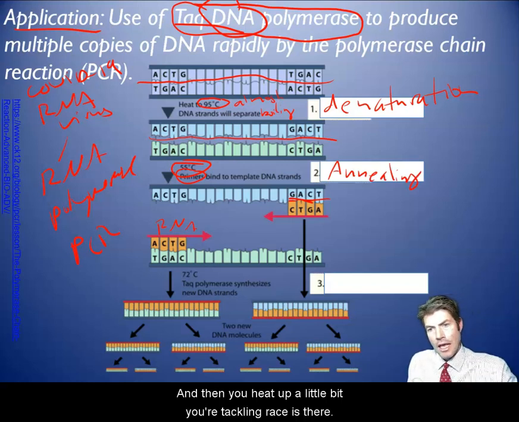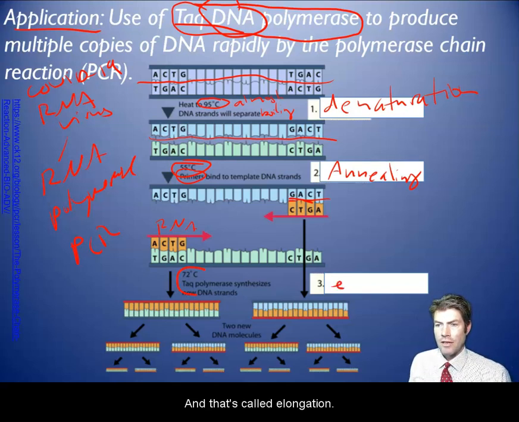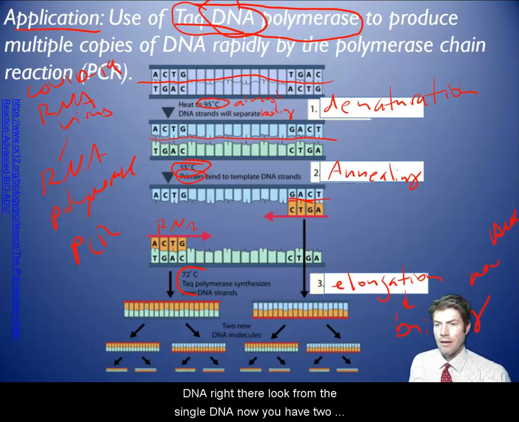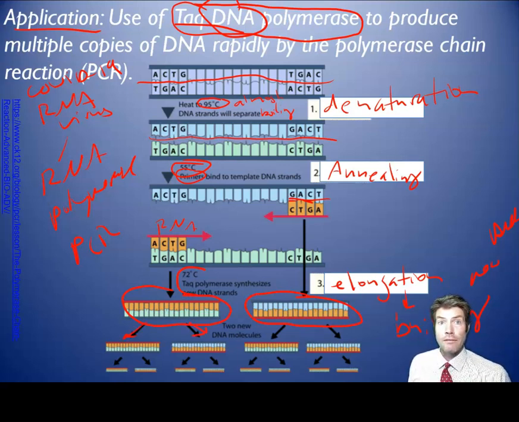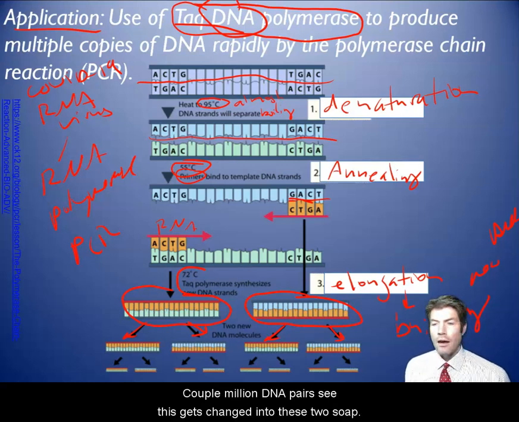And then you heat it up a little bit. Your Taq polymerase is there. And that's called elongation, because you're building new DNA right there. Boom. Look, from the single DNA, now you have 2 new strands. Pretty sweet, huh? Then you do it all over again, 30 times usually. And by the time you do that, I think you get something like a couple million DNA pairs.